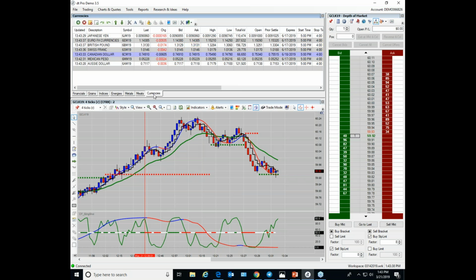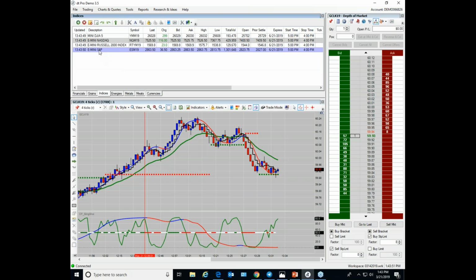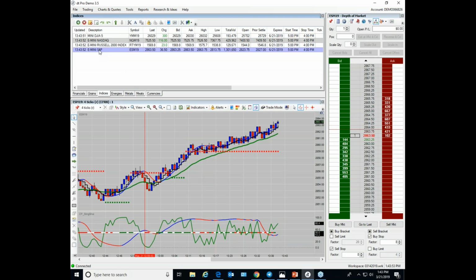Any questions? Okay. There's basically three disqualifiers. I went over them kind of vaguely, but the first one is really easy. The market needs to be trending. That's number one. If it's not, that's disqualifier number one.